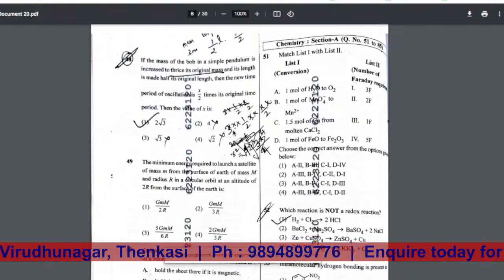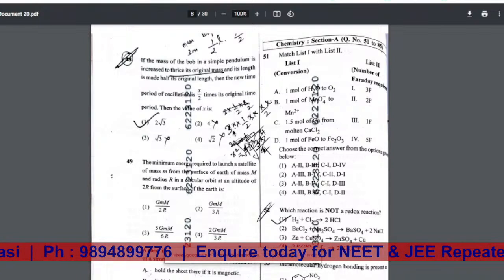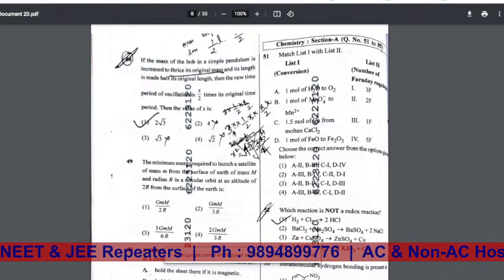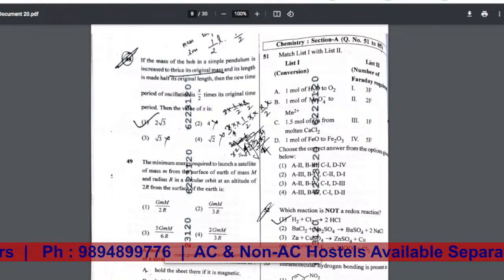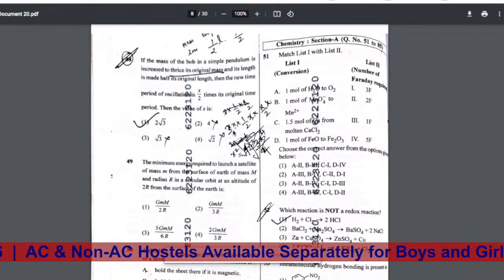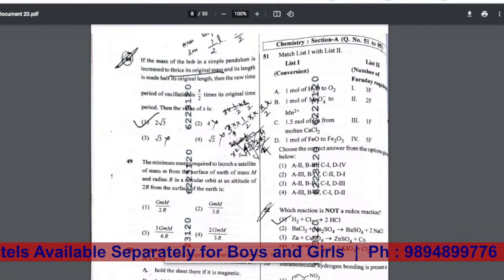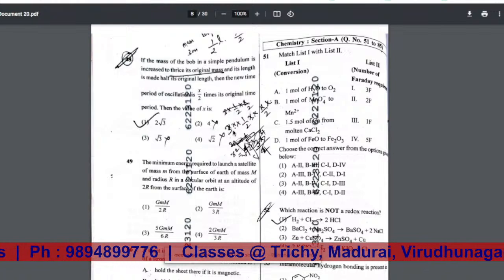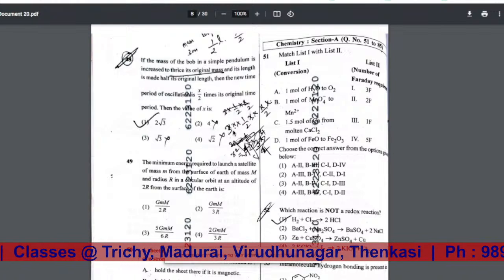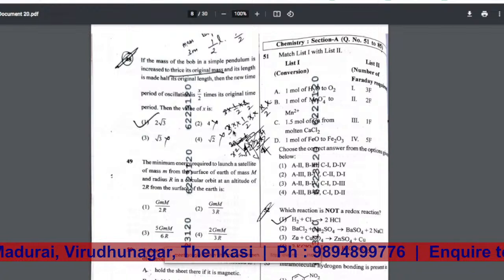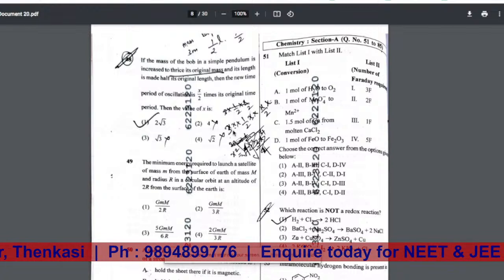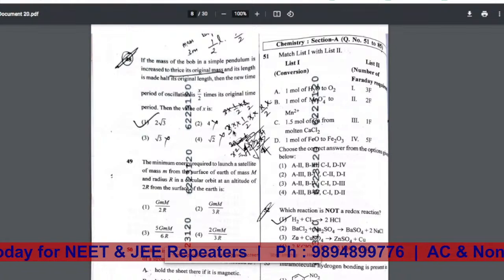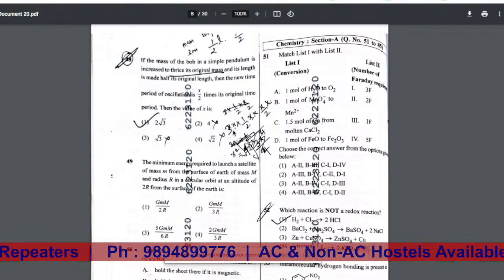Now if we check D part, 1 mole of FeO to Fe2O3. We have to check the oxidation state of iron in FeO, that is +2, and in Fe2O3, that is +3. So for 1 mole of FeO, +2 to +3 oxidation state change means 1 electron. 1 mole electron means 1 Faraday. So the correct answer given below: A is matching with second, B with fourth, C with first, and D with third. So the correct option is the third option.